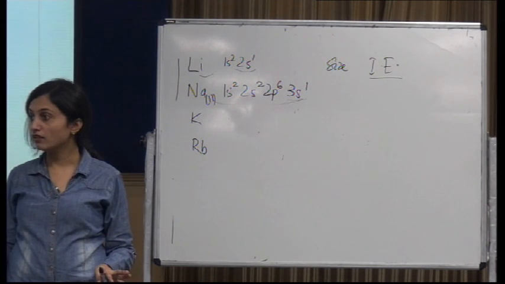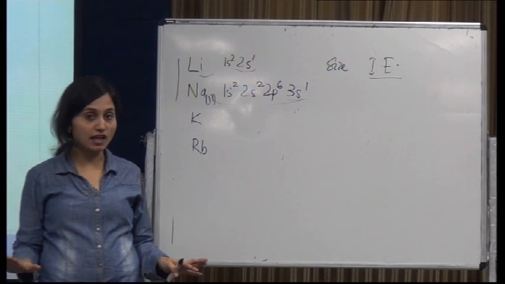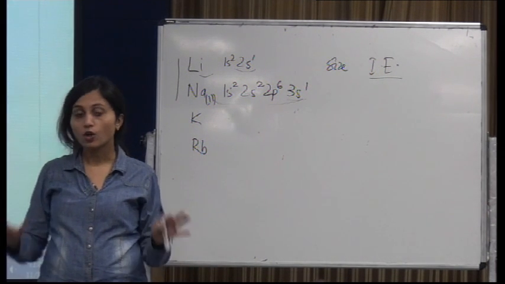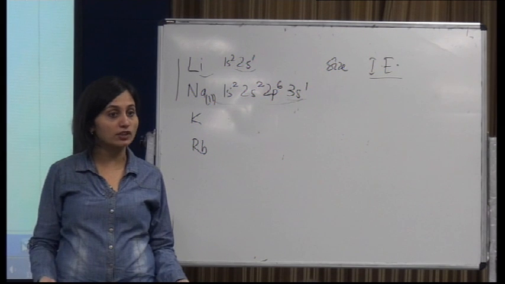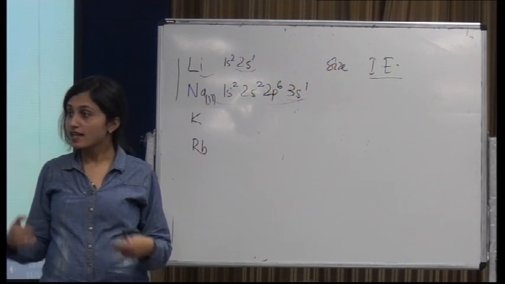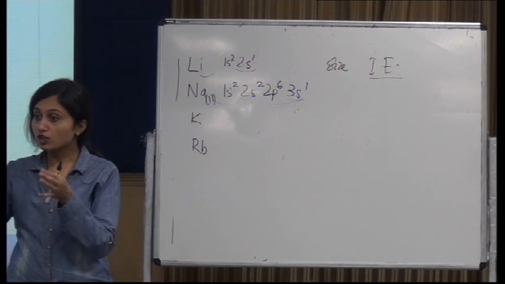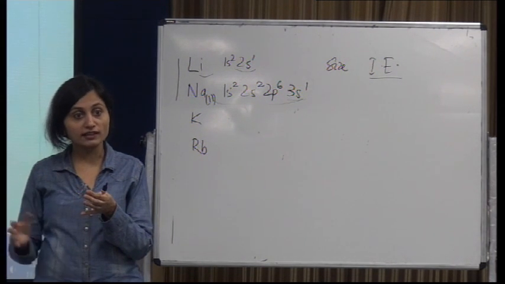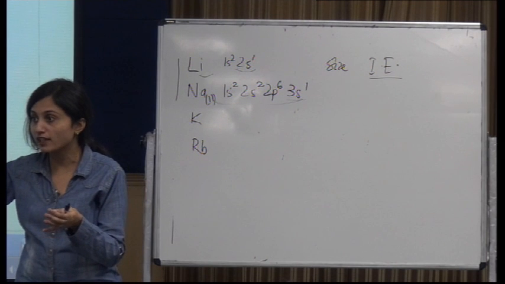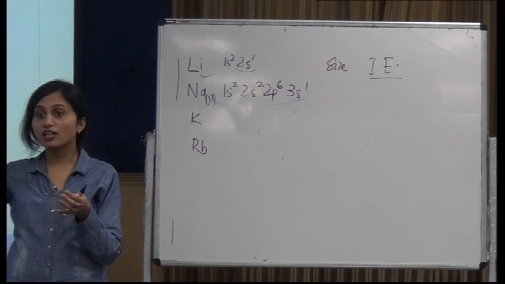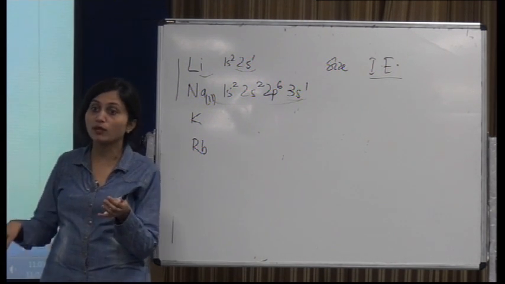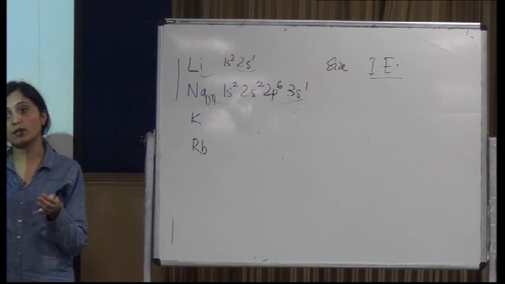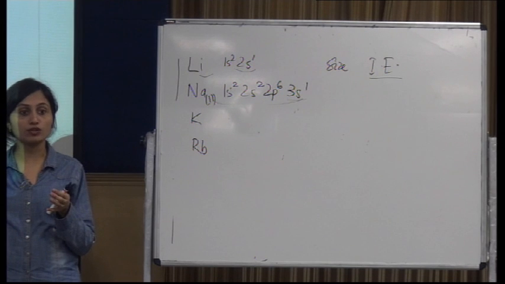Did you understand? The ones who got tired of the class should now wake up, because this is very important to understand the reasons. While going from top to bottom, what increases? Size. Why does size increase? Because of addition of shell. So going from top to bottom, it will be easier to remove the electron. That means energy required to remove the electron will be less. So in that case the ionization energy will decrease on going down the group.